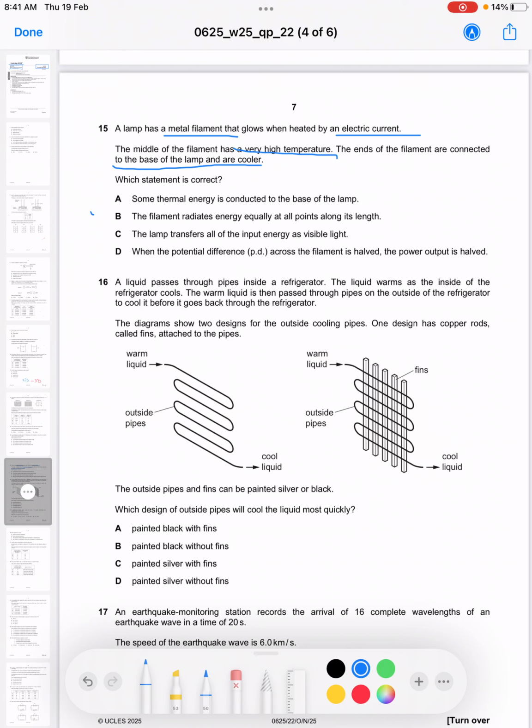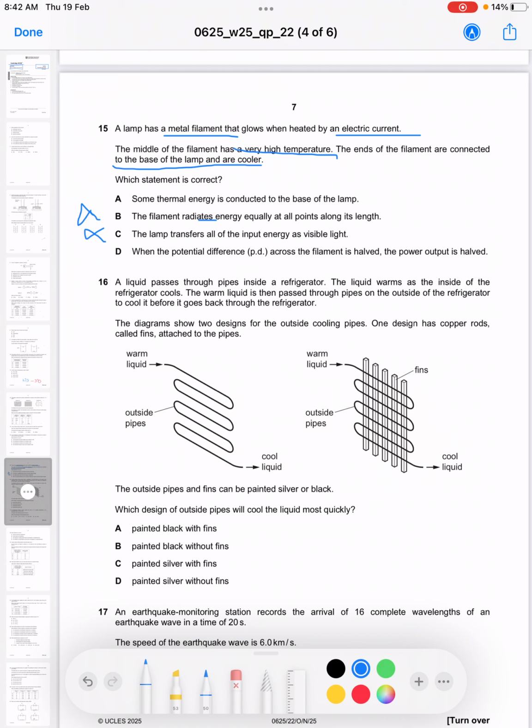The filament radiates energy equally to all parts along the length. No, if it radiates, one end is not at high temperature and one is at the cooler one. The lamp transfers all the input energy as visible light. No, we know that there is also heat energy.